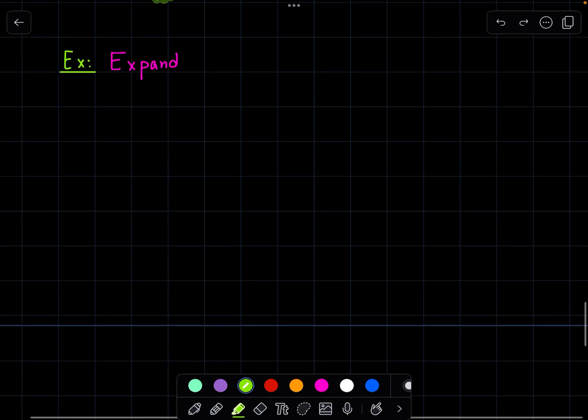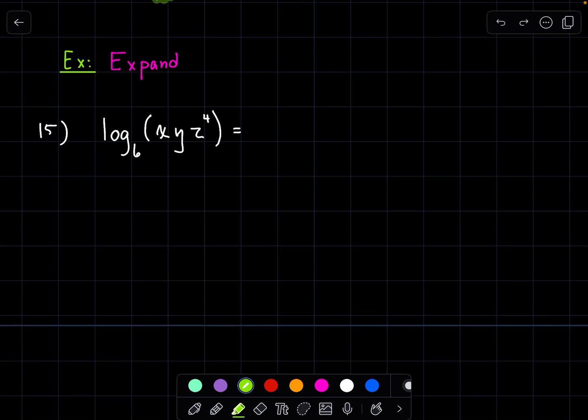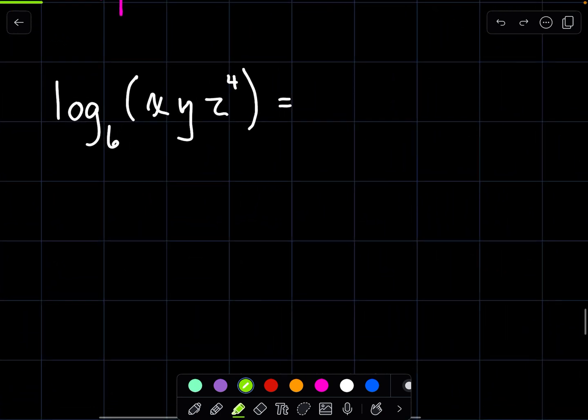So now let's try some expanding problems. What if we have everything written in one log? Can we expand it out to where there are multiple logs written? Now, what I want you to see here, between the x, the y, and the z to the 4th, there are 2 multiplication signs. And we talked about the product property, but we really only teach it with the product between 2 terms. But here we have 3 different terms that we're multiplying.